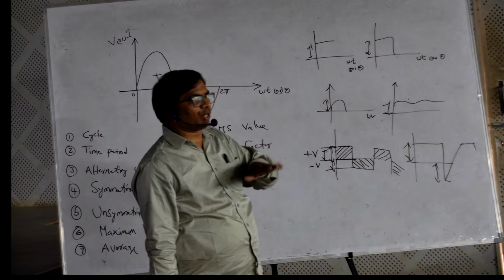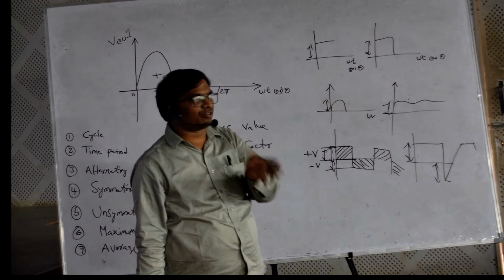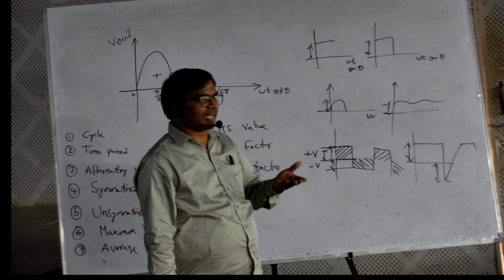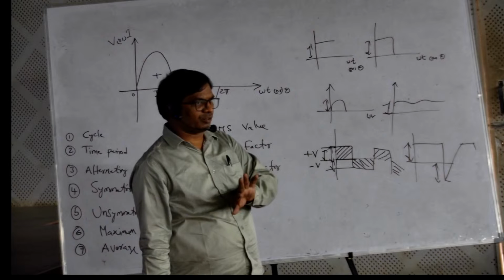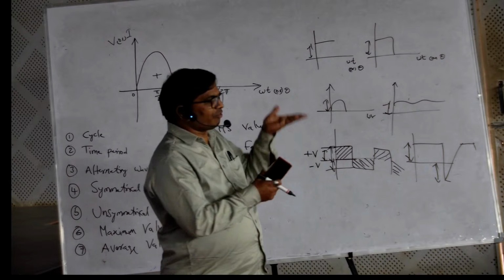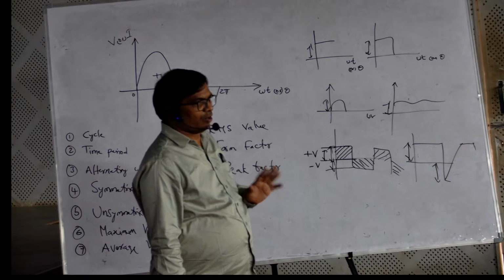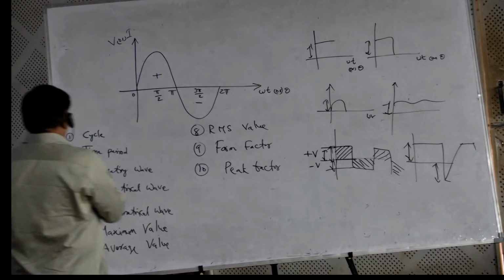Okay, positive, negative, positive, negative, and so on. Alternating means changing as positive, negative, then negative, positive. It has to change the positive values to negative values. That is the meaning of an alternating wave.